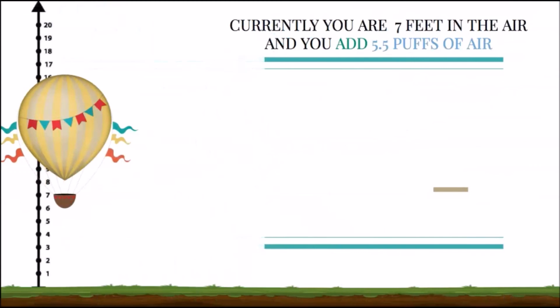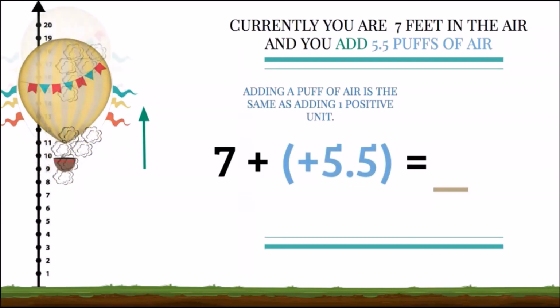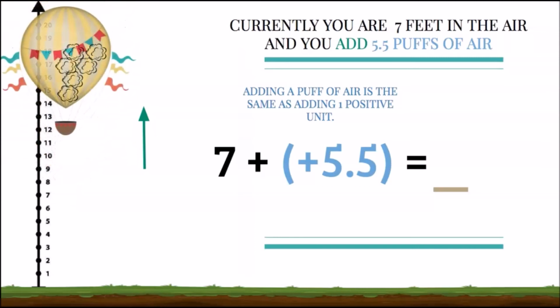Final situation. Let's say you're 7 feet in the air and you add 5½ puffs of air. Well, if you're 7 feet in the air and you add air, that should make the balloon go up. The mathematical statement should be 7 plus a +5½. And by using the number line, kids again will see that you're 12½ feet above the ground.